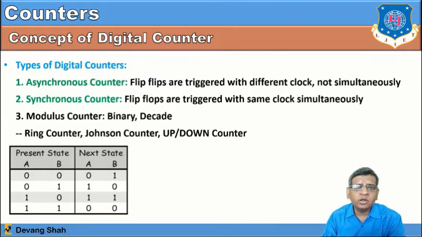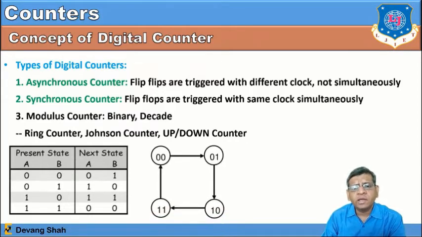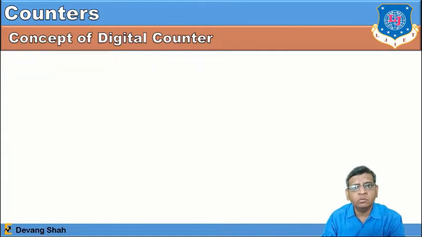If you are in a state of 0, the next state would be 1. If you are going to design a 2-bit counter, let's say your present state is 0, 0, so the next state would be 0, 1. Likewise, you can make this kind of timing diagram from the counters.